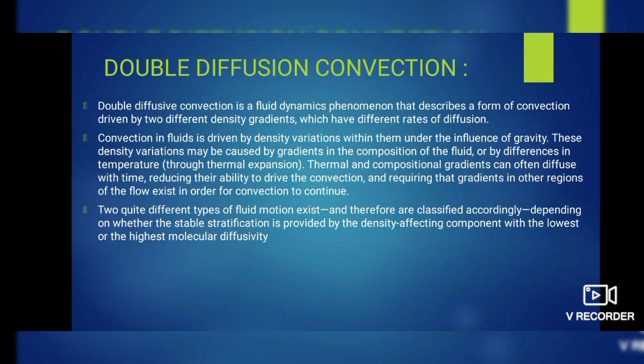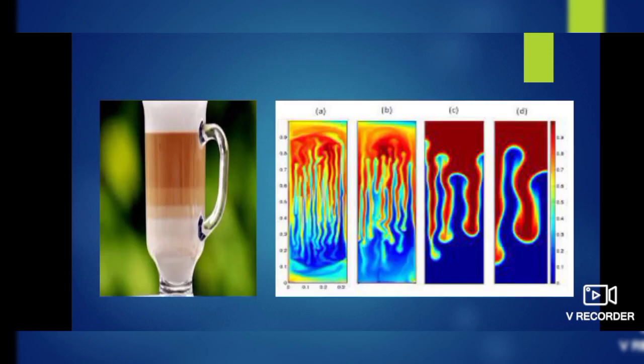Two quite different types of fluid motion exist and are therefore classified accordingly, depending on whether the stable stratification is provided by the density affecting component with the lowest or the highest molecular diffusivity.